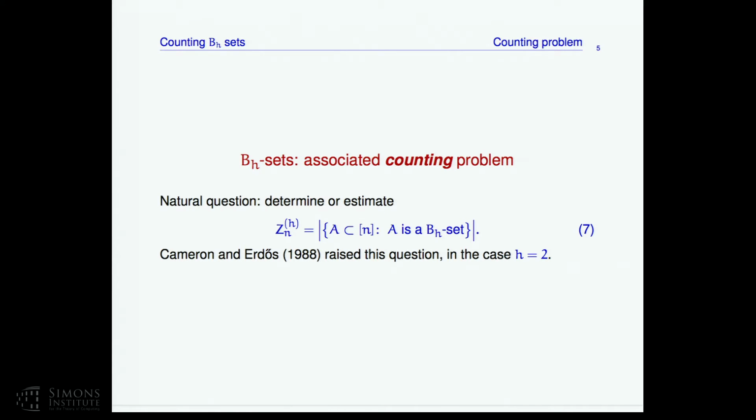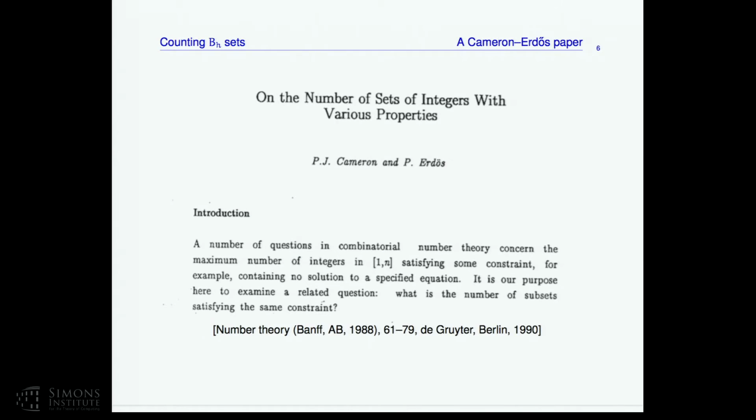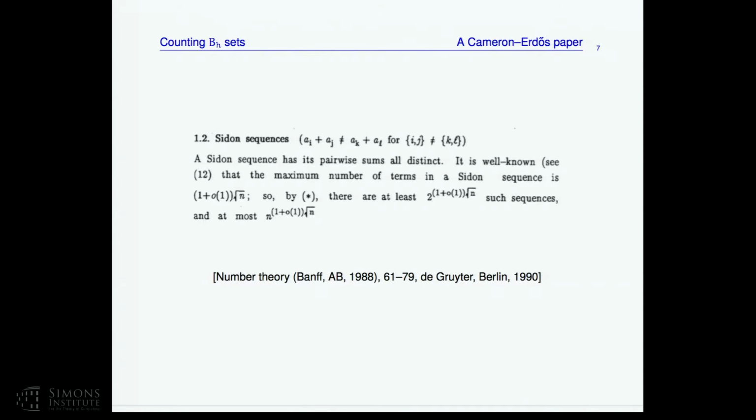Actually, this question, the question of estimating Z_n(h), was posed by Cameron and Erdős in the case h equals 2. So this is the paper in which they talk about such counting problems. They talk about several additive conditions for the set A, and they address the problem of counting such sets. And here's the little section in which they talk about Sidon sets.